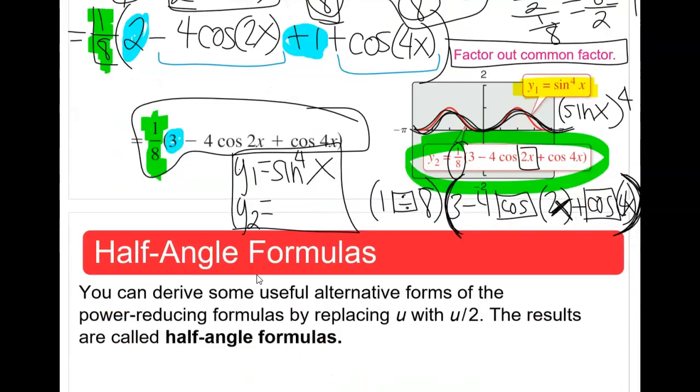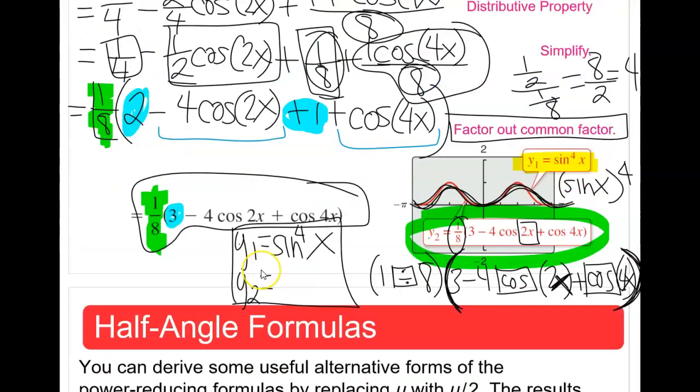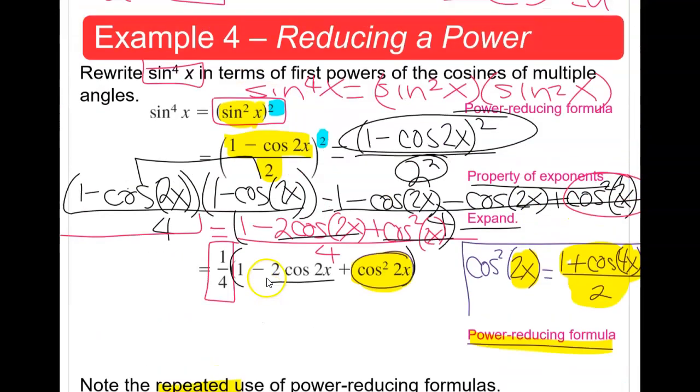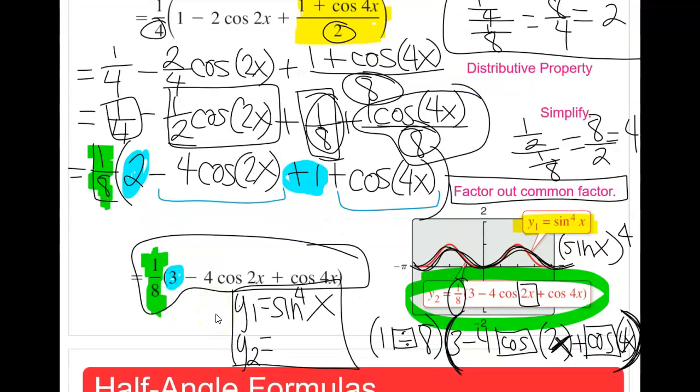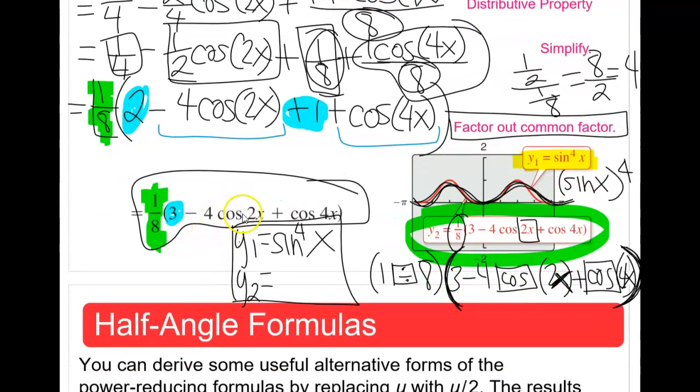And why did we do that? Well, because the question was to use the power reducing formula so that it wouldn't be sine to the power 4, and it was just the first powers of sine of cosines. So that is why we ended up with that, cosine to the first power and cosine to the first power.